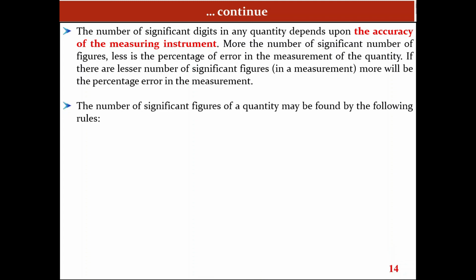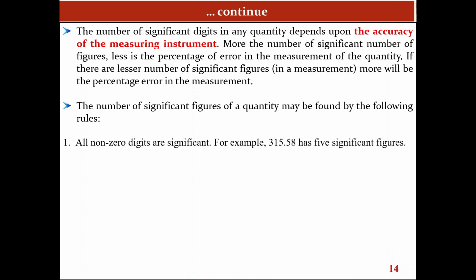Rule number 1: all non-zero digits are significant. For example, if you have 315.5, these are non-zero digits. So the number of significant figures here is 1, 2, 3, 4, 5. If it is 15.58, it is 4: 1, 2, 3, 4. If it is only 315, it is 1, 2, 3 only. So this is the first rule that we have: all non-zero digits are significant.